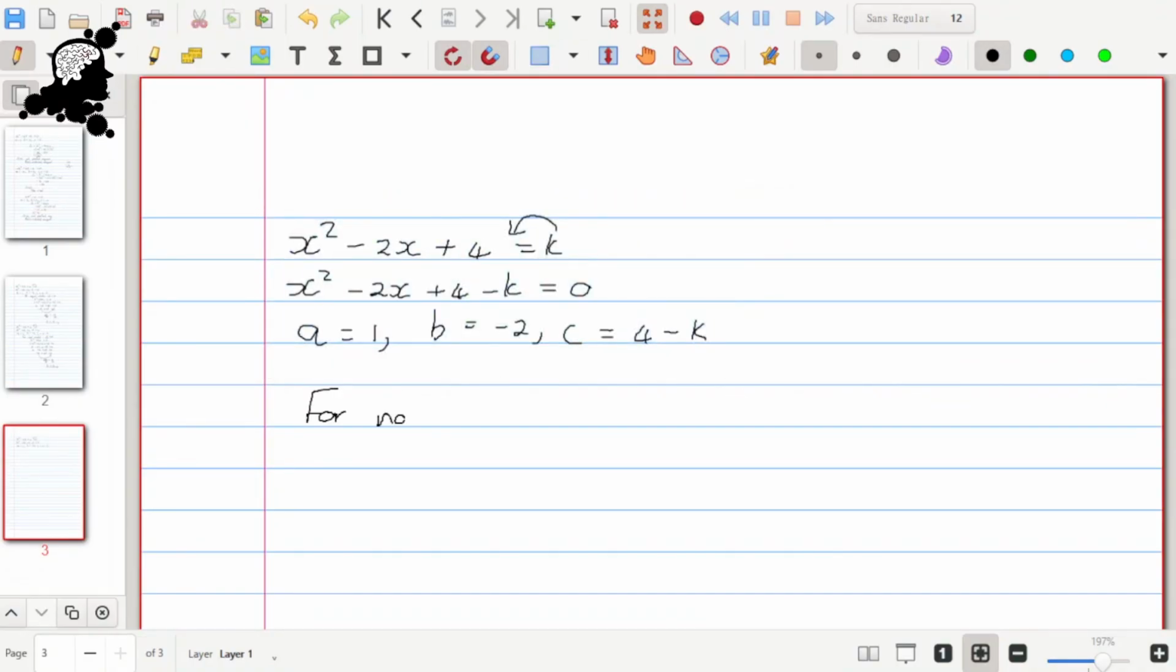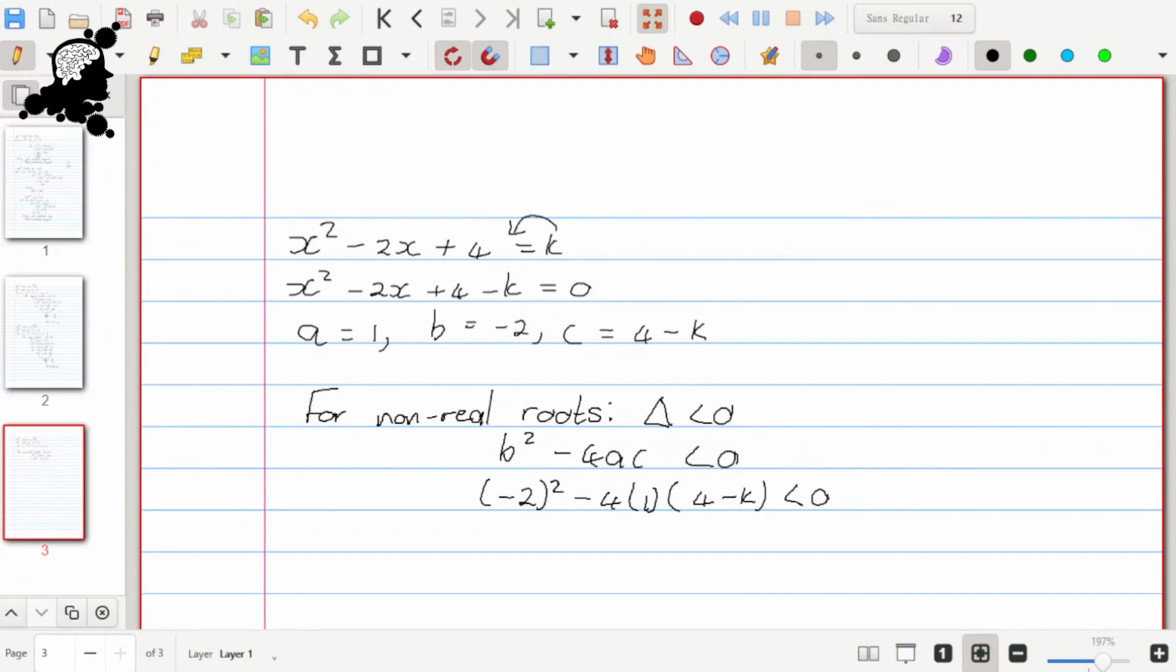So, for non-real roots, the value of delta must be less than 0. So, b squared minus 4ac is less than 0. We are going to have negative 2 squared minus 4 into the value of a, which is 1. The value of c is 4 minus k. This is going to be less than 0. So we are going to have here 4 minus 4 into 4 minus k is less than 0. We're going to have 4 minus 16 plus 4k is less than 0.